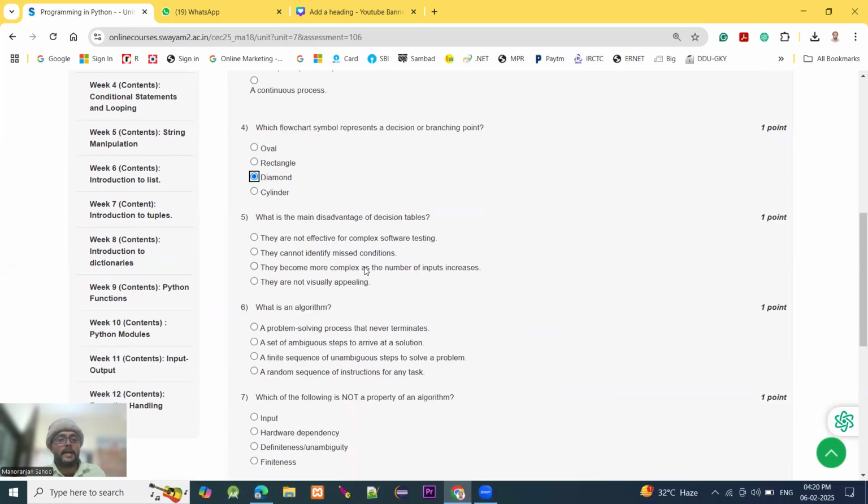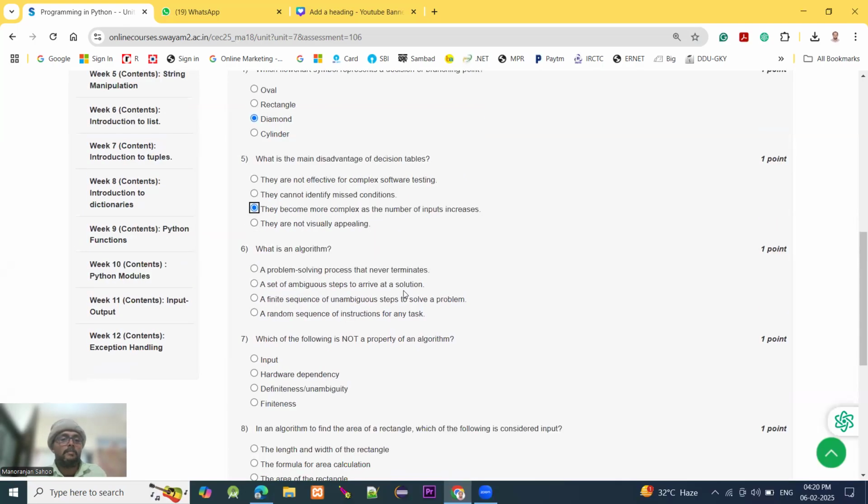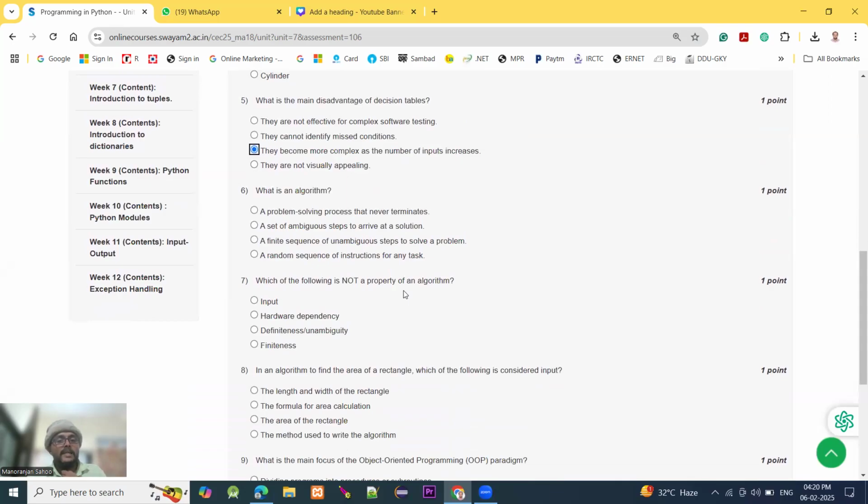Moving to question number 5, what is the main disadvantage of a decision table? Oh, it is asking about the disadvantage, not the advantage. The biggest disadvantage of the decision table is that it becomes more complex as the number of inputs increases. So for 5, option C is the right answer. Moving to question number 6, what is an algorithm?